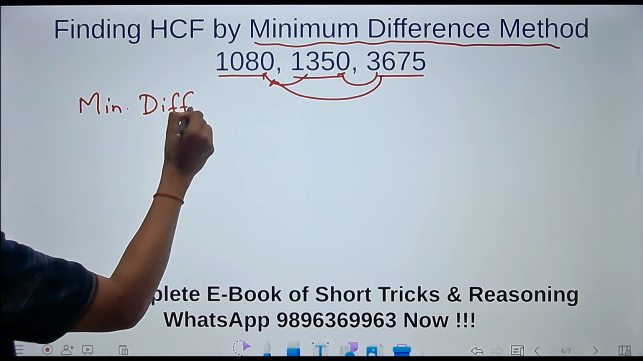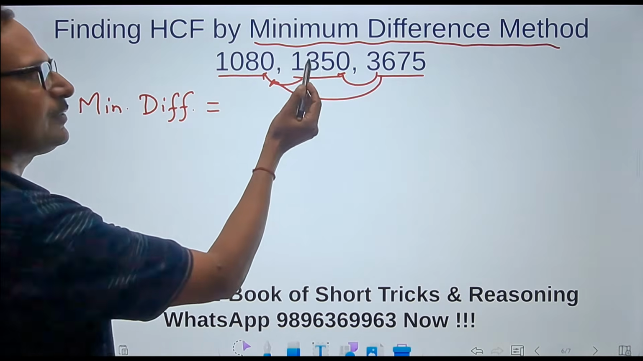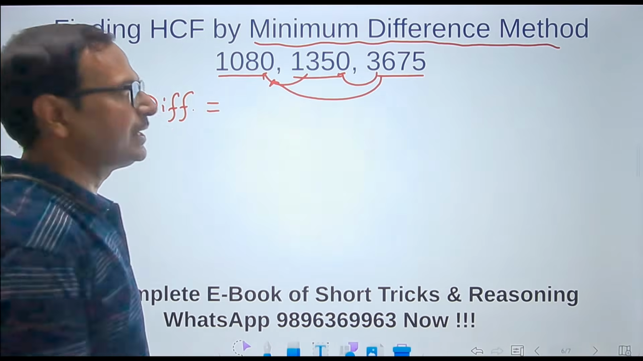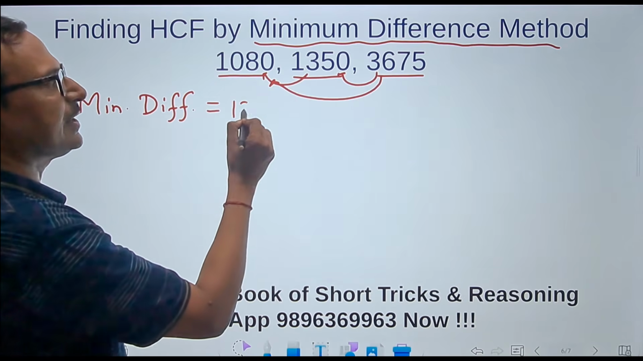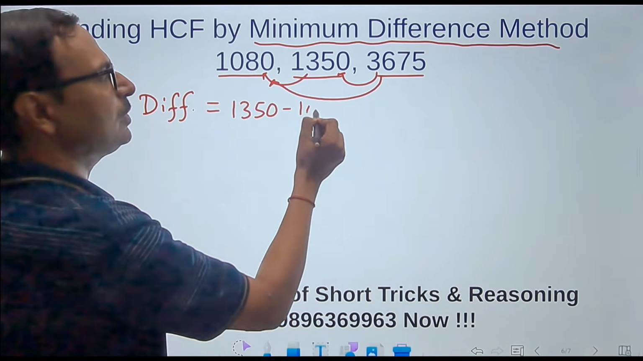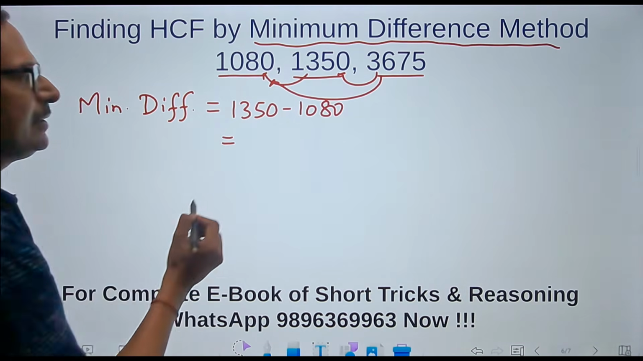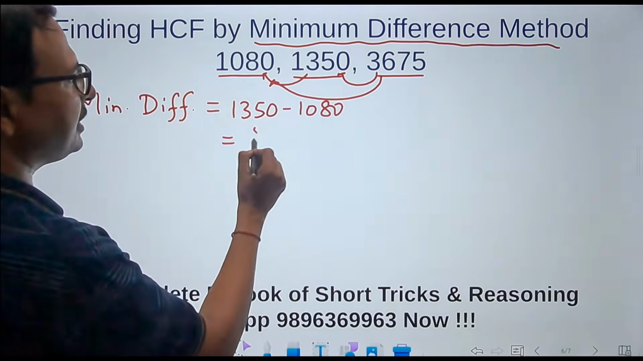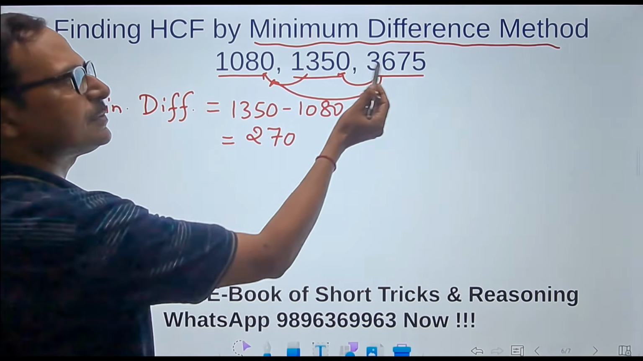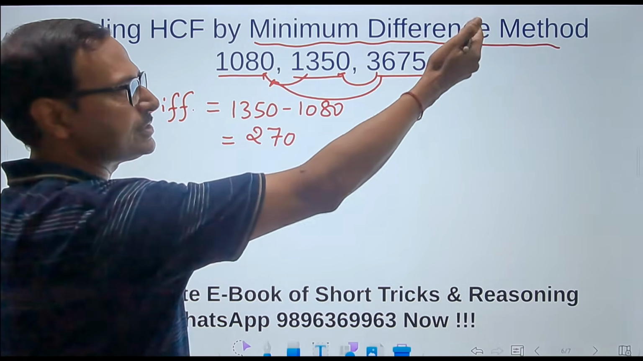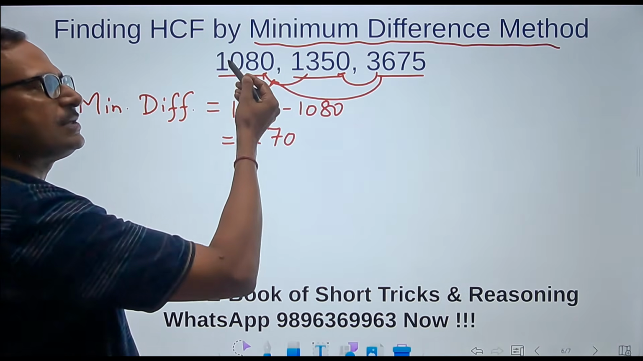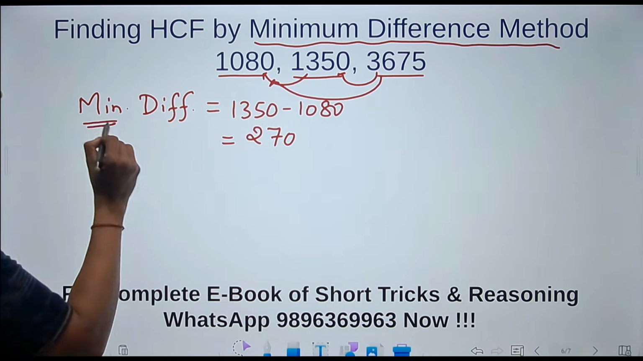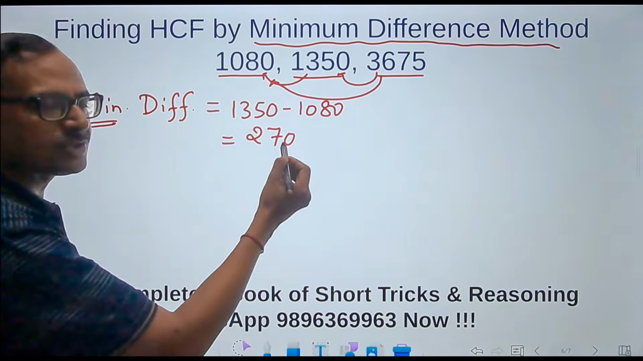That means the difference which is minimum, either between second and first, third and second, or third and first. So the minimum difference I can see here is 1350 minus 1080, and that minimum difference comes out to be 270. And you can see the difference between these two numbers is in thousands, and the difference between these two is even more. So the minimum difference is between the first two numbers only, and that is 270.